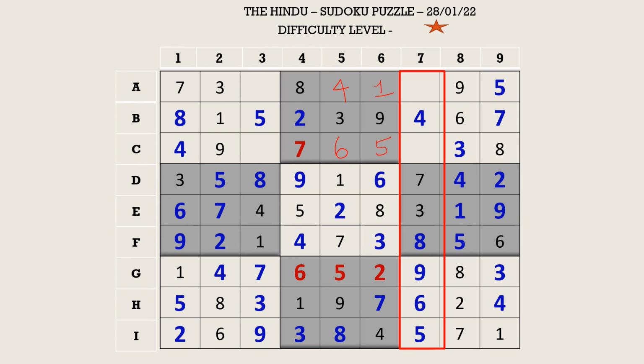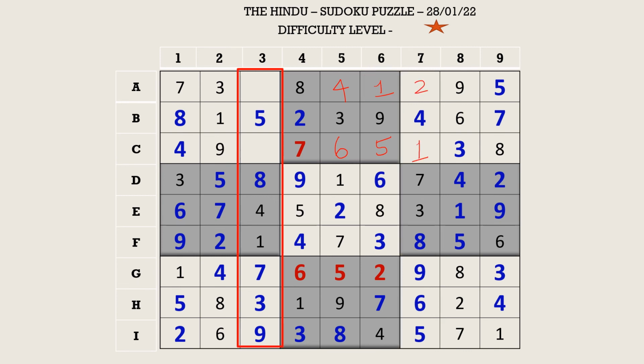In column 7, the missing numbers are 1 and 2. There is a 1 in A row which blocks A7. So A7 takes 2 and C7 takes 1. In column 3, the missing numbers are 2 and 6. There is a 6 here which blocks. So C3 takes 2 and A3 takes 6.